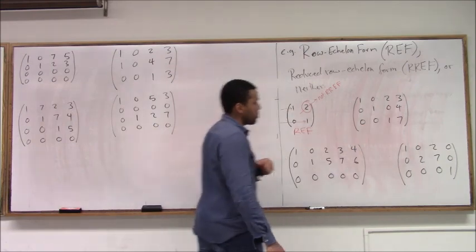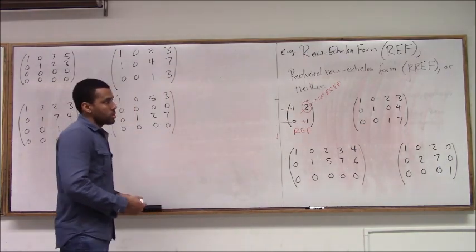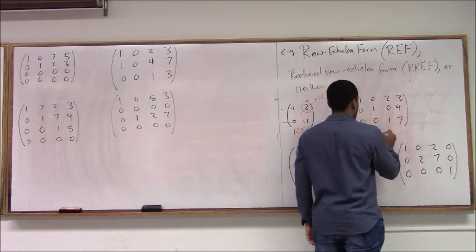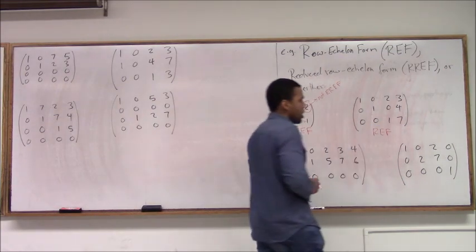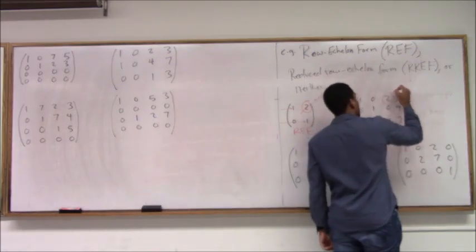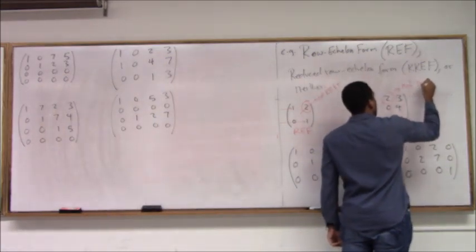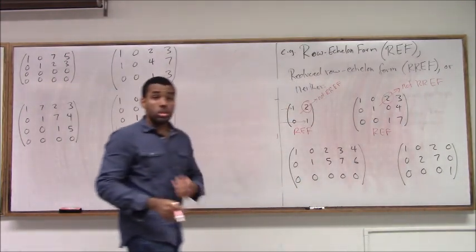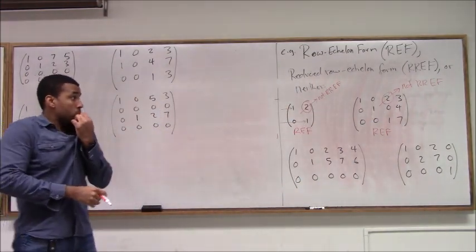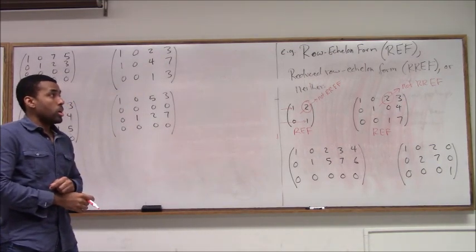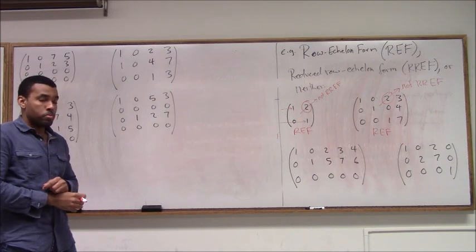What about this one? It's also row echelon form. Why is it not reduced row echelon form? Again, because of this 2. So that makes it not reduced row echelon form. I have a question. Yes. If that 2 were a 0 and you had the 3, 4, and 7 afterwards, then what would it be in that case? It would be reduced row echelon form.